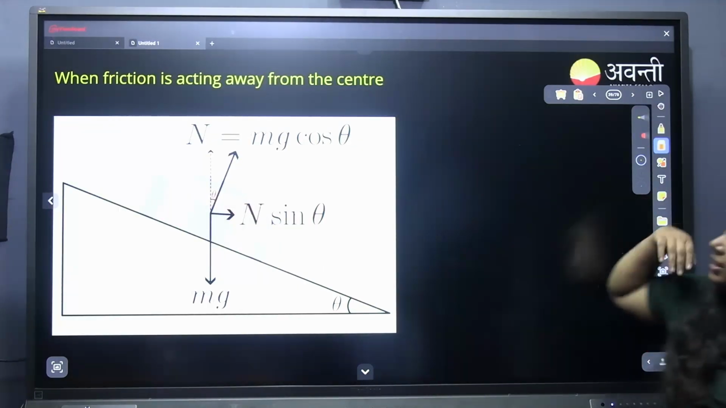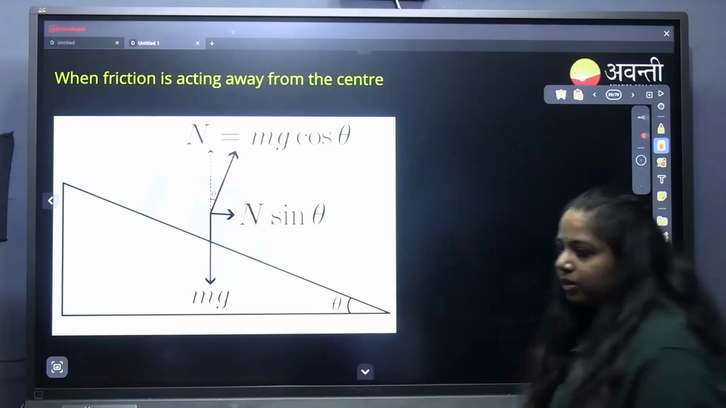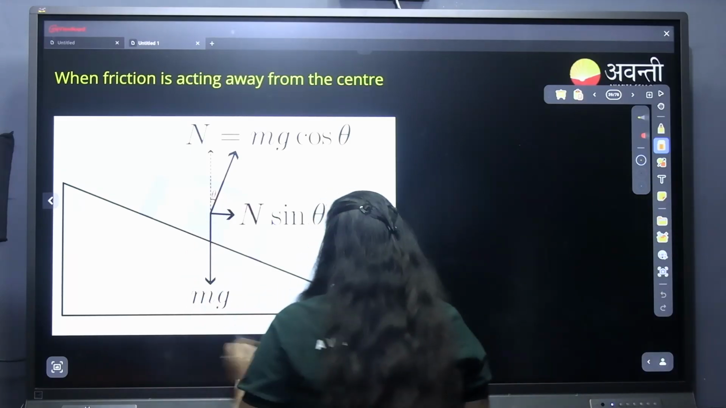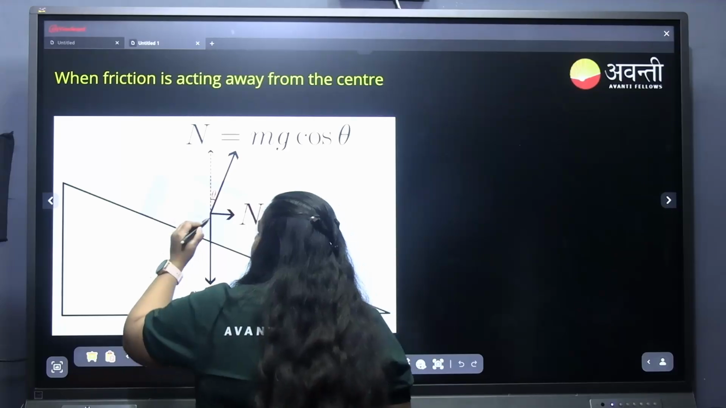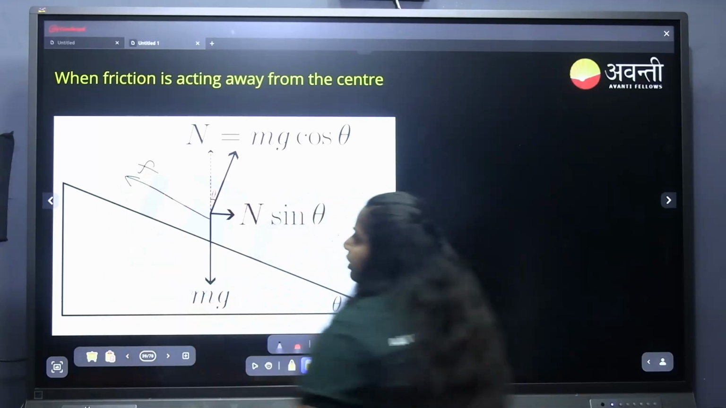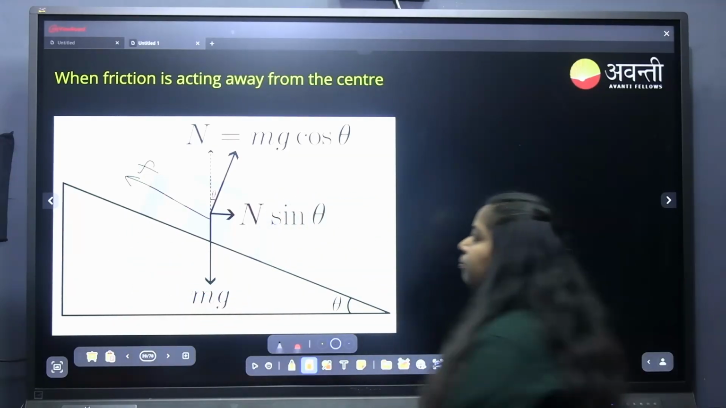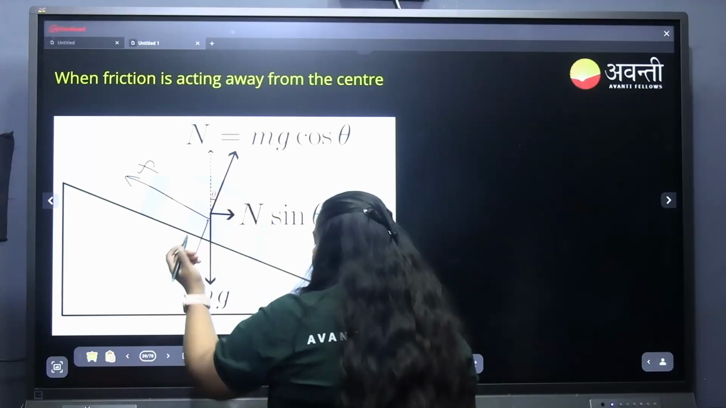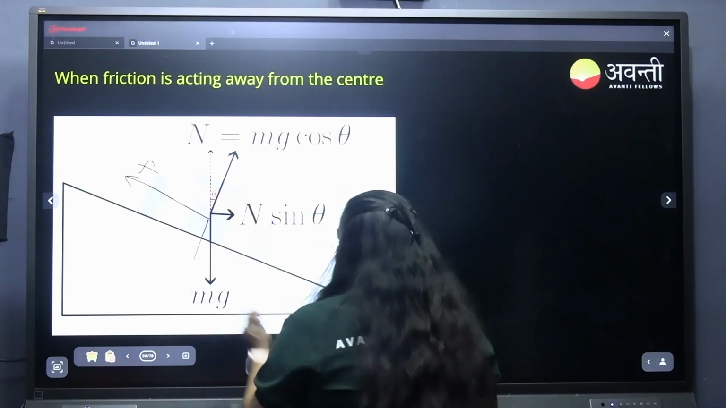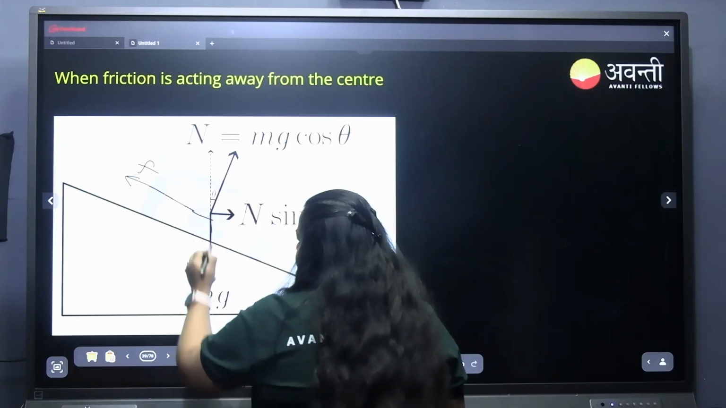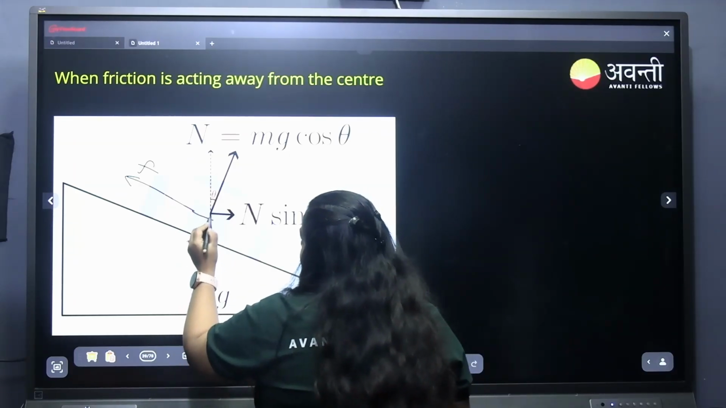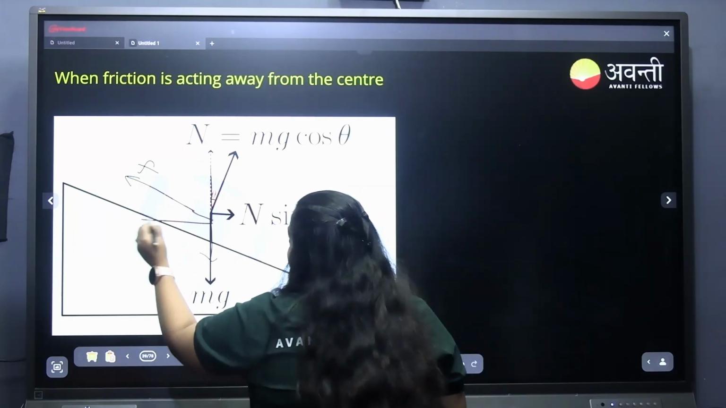Next is when friction is acting away from the center. So the direction of friction will be this. Again we will find components of friction in this direction and this direction.